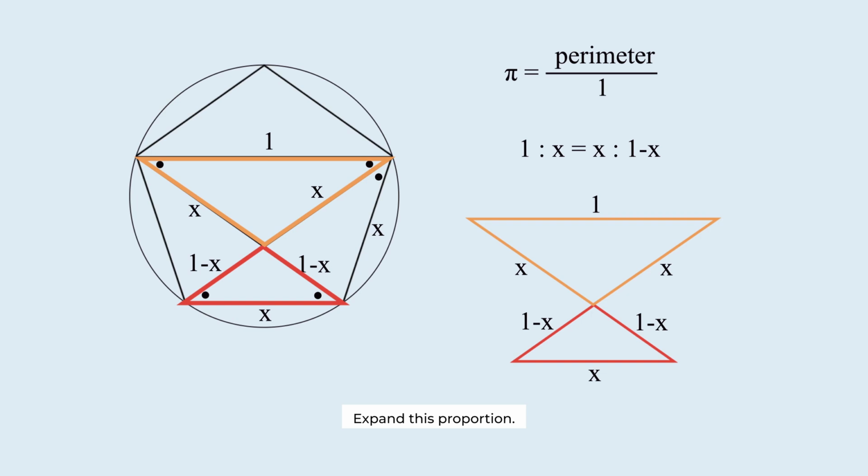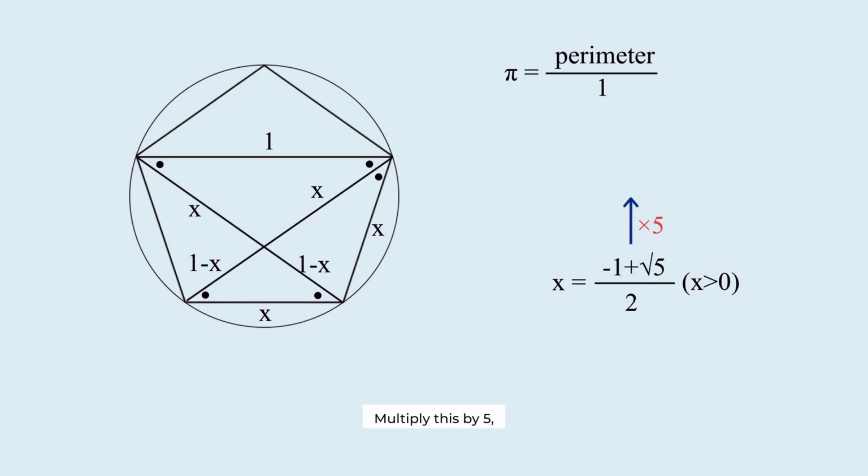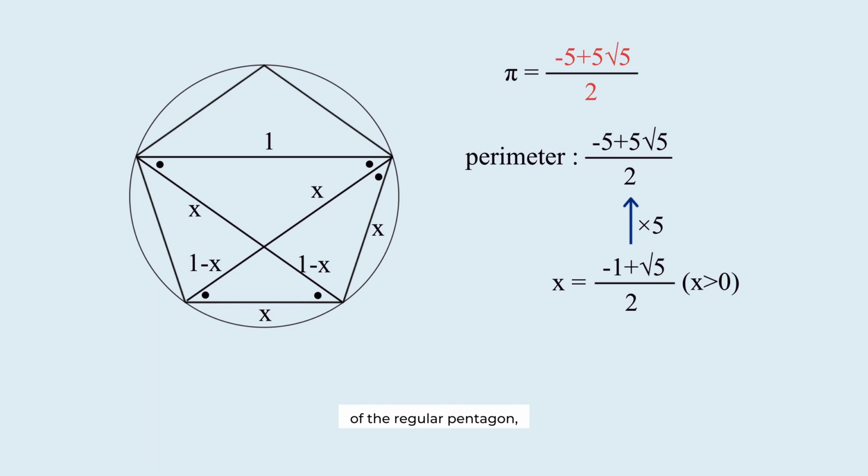Expand this proportion. It's a quadratic equation. Solving it gives us the value of x. Since x must be positive, this is the value of x. Multiply this by 5, the number of sides. It gives us the perimeter, so this is the pi of the regular pentagon, approximately 3.09.